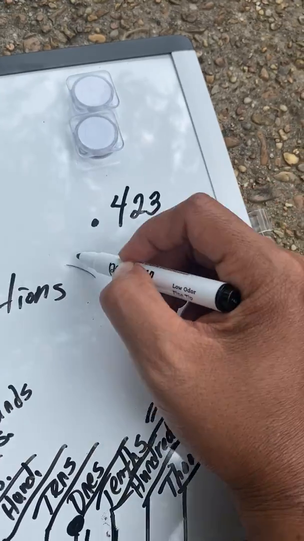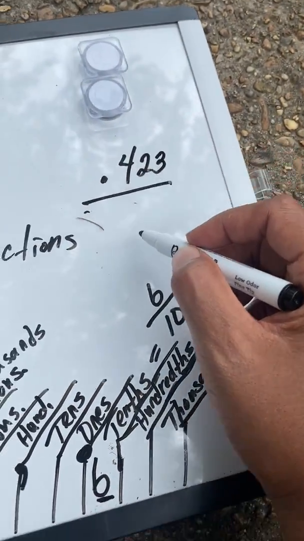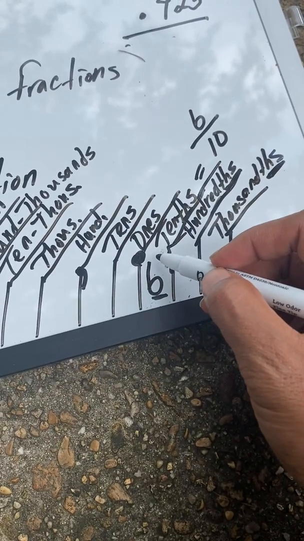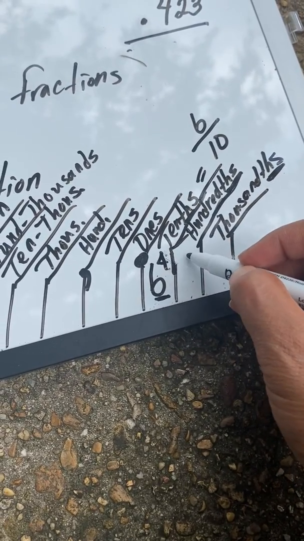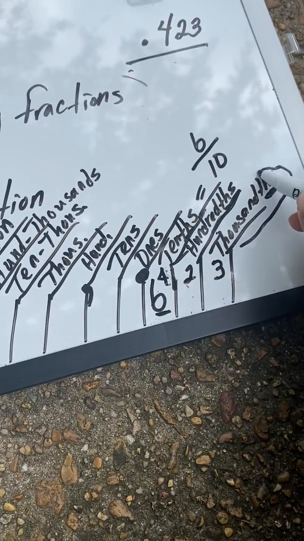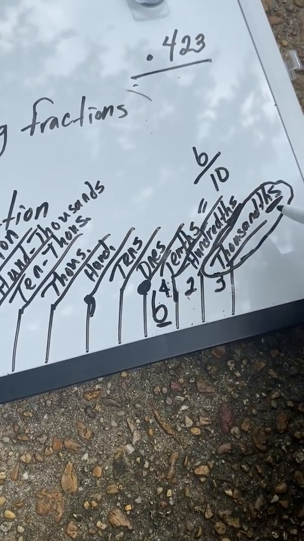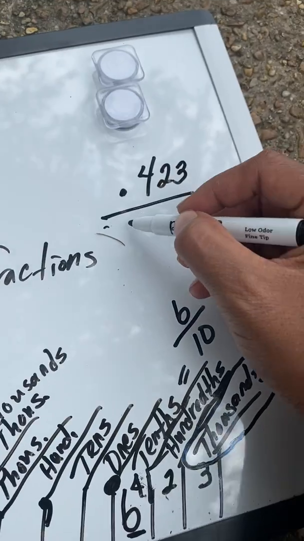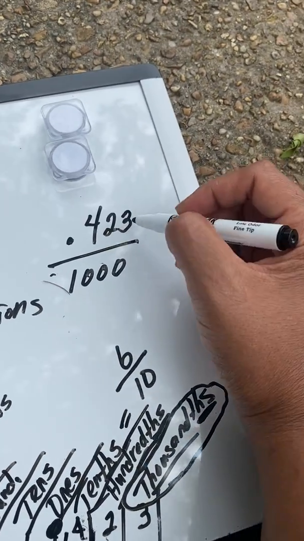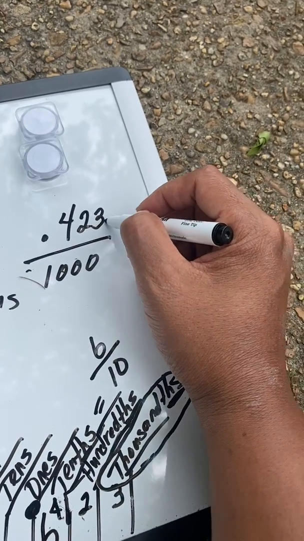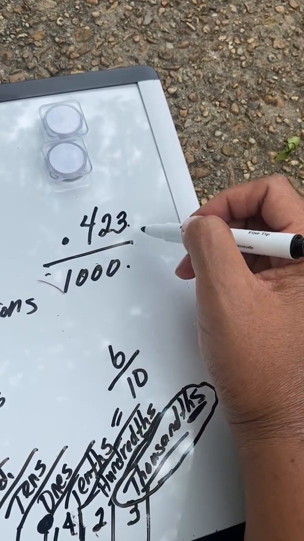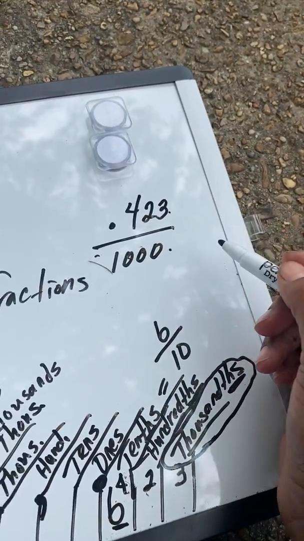0.423. In this case, if we come down here, this will be 423. This gives us the number that it's going to be over, the thousandths. So we will write 1,000. And when we calculate it in our calculator, we will type it exactly like we see it: 0.423 divided by 1,000.